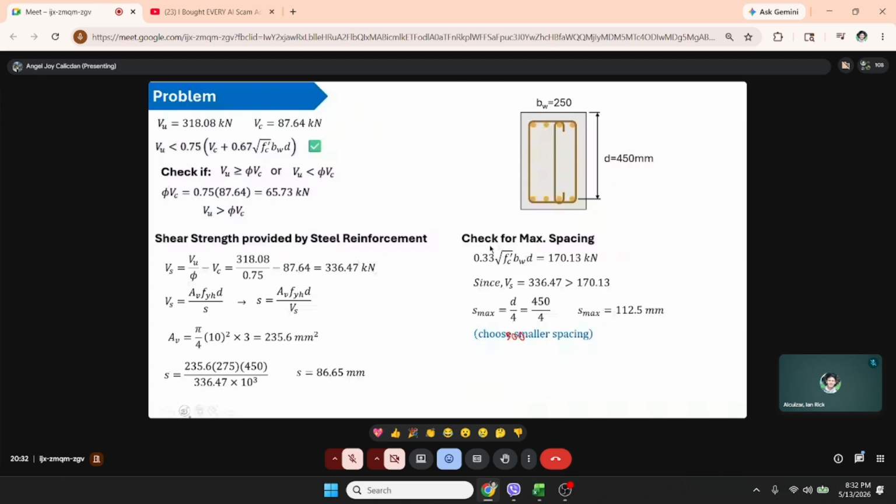And we compare our S max to the actual spacing we solved, and choose the smaller spacing. It is stronger if the stirrups are close together rather than widely spaced. So our final answer is 86.65 mm.